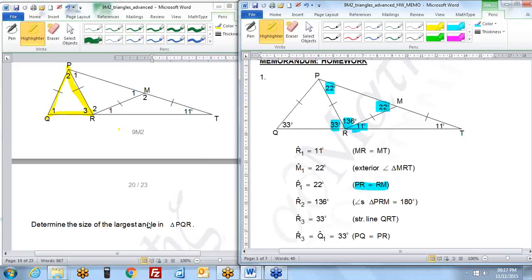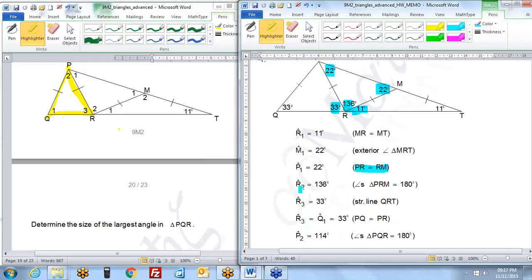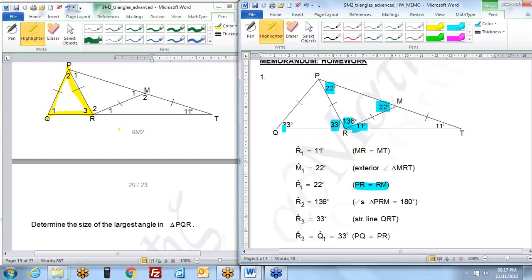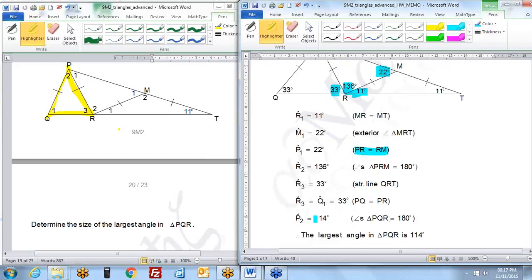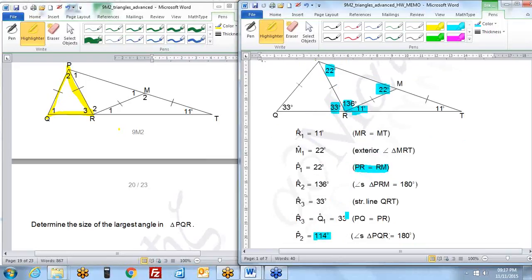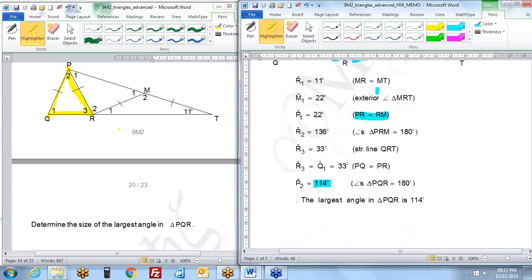And they ask you to determine the size of the largest angle of triangle PQR. So then you say angle P2 equals 114 degrees because the angles of a triangle equal 180. So 66 degrees, and you subtract that from 180 and then you get 114 degrees. So the size of the largest angle will therefore be 114 degrees, which is angle P2. Just take a look at all the different reasons you had to give. This question tested basically all your knowledge of today's lesson.